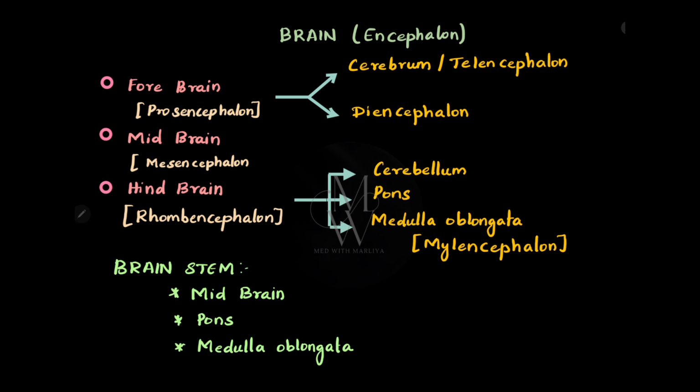In the brain stem, we have midbrain, pons and medulla oblongata. Don't confuse the brain stem with the hindbrain, because in the hindbrain we have cerebellum, pons and medulla oblongata. In the brain stem, we have midbrain, pons and medulla oblongata.